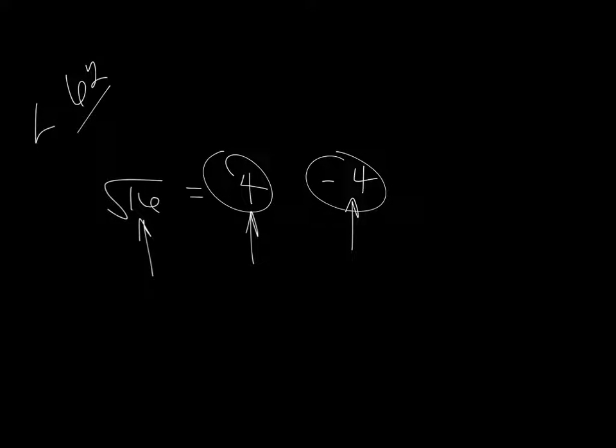So the square root of 16 is both positive 4 and negative 4. Not or, and. And the way you write this is a plus, a minus sign under it, and a 4. So you don't have to write it twice. And that just means plus or minus 4. Okay? Plus or minus 4.